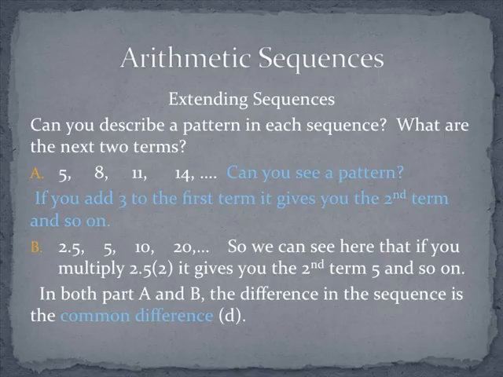Part B, we have 2.5, 5, 10, 20, and so on. We can see here that if you multiply 2.5 times 2, it gives you the second term, which is 5, and so on. In both parts A and B, the difference in the sequence is the common difference. The common difference in part A is 3, and the common difference in part B is 2, multiplying by 2.